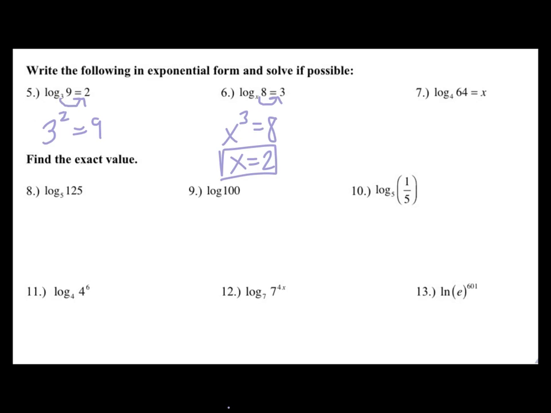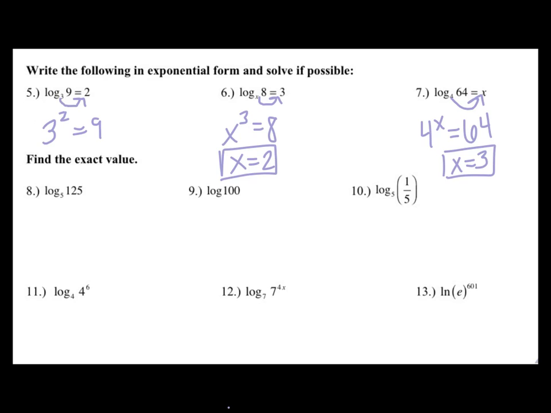2. Number 7, same thing. The base of that log comes over and becomes the base for our exponent of x. 4 to the x power equals 64. 4 to what power equals 64? We know that it's to the third power. So x would have to be 3. So the base of the log, that little subscript, comes over and becomes the base for the exponent. Whatever was on the right becomes the exponent.